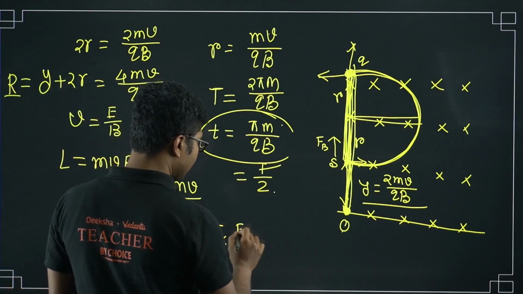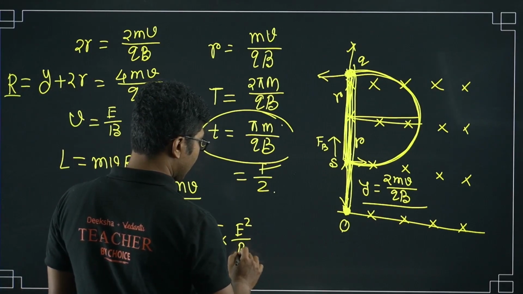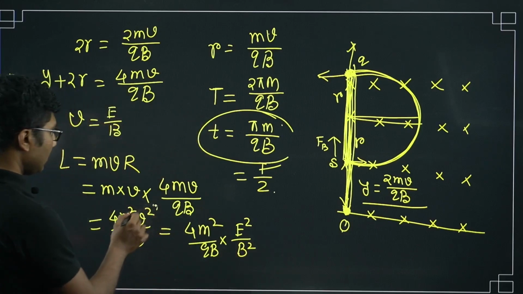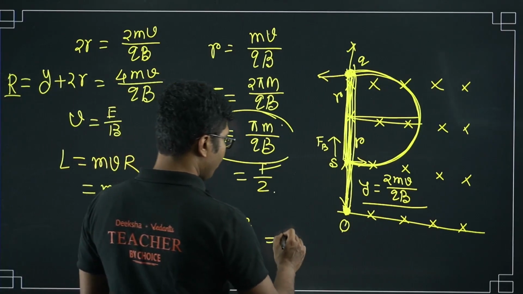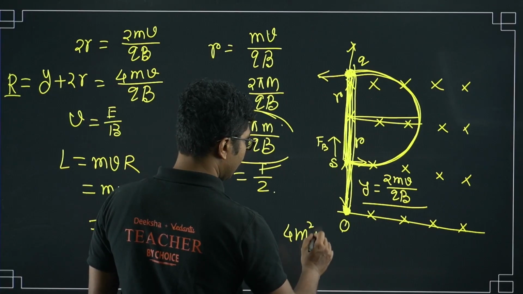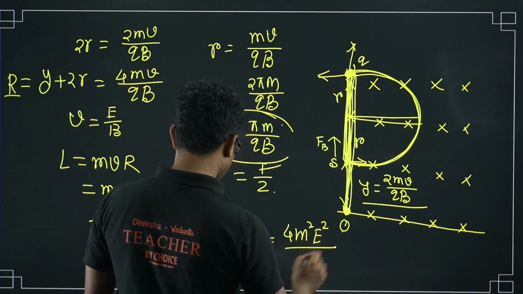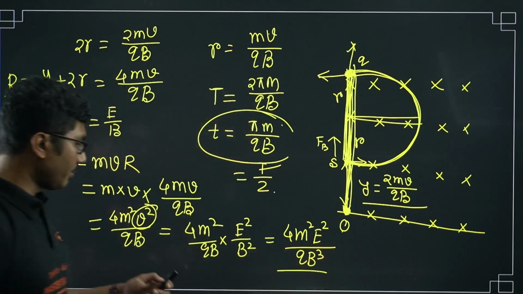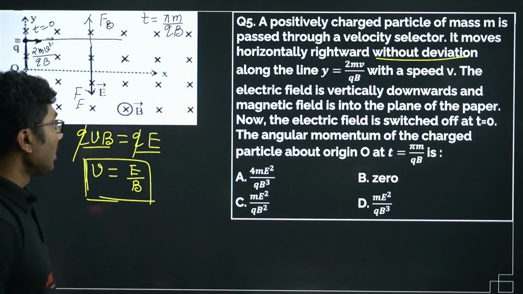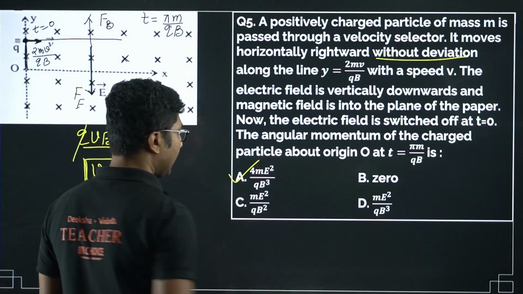So it will be E square by B square. Okay, this v square is basically, we are putting the value. So it will become 4 m square E square by qB cube. So this is the angular momentum. So if you solve it, the answer will be option A.